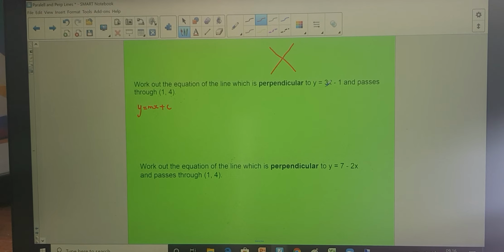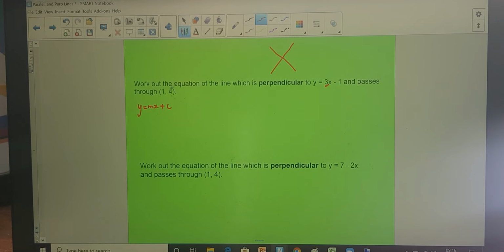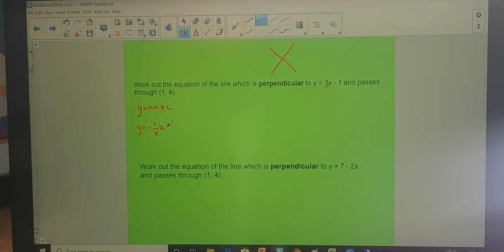And if this is my gradient of the given line, and the line that I'm going to work out is perpendicular to it, I know that the reciprocal of 3 is 1 over 3. It's positive 3, so it's going to be negative. This might be a little bit fiddly. Negative 1/3 x plus c.